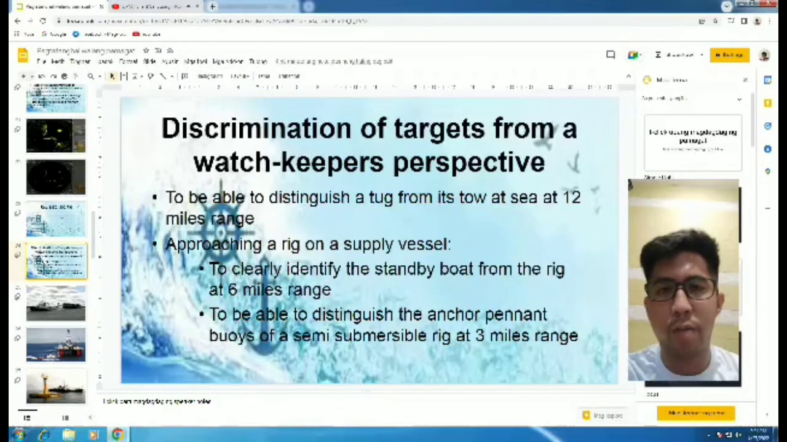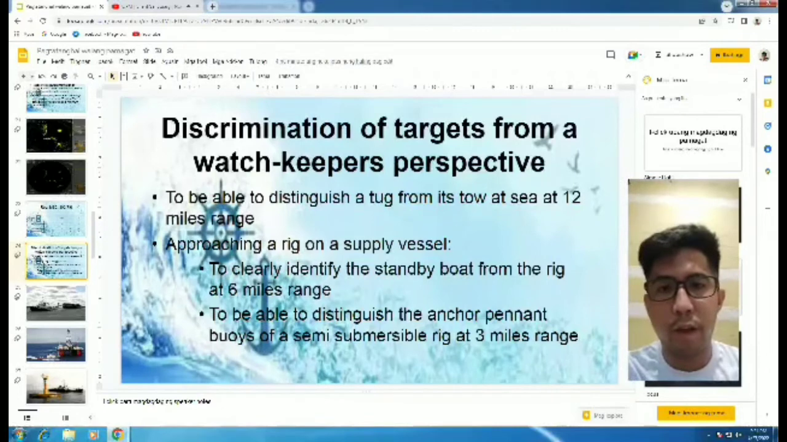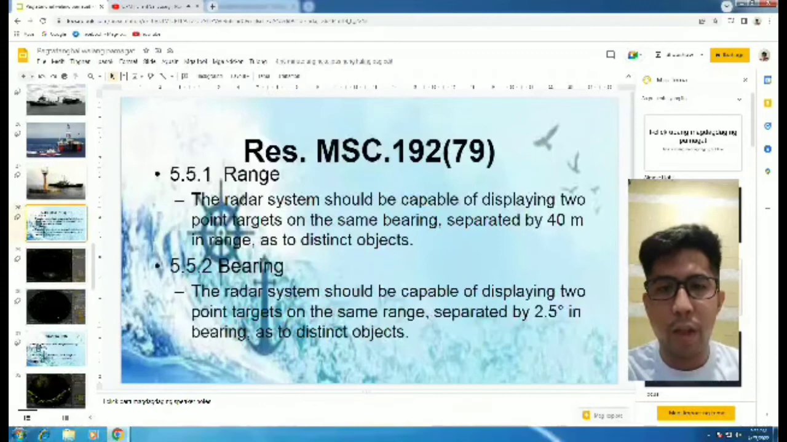Discrimination of target from watchkeeper perspectives. Number 1: to be able to distinguish a tug from its tow at sea at 12 miles range. Approaching a rig on a supply vessel: to clearly identify the standby boat from the rig at 6 miles range. Number 2: to be able to distinguish anchor pennant buoys of a semi-submersible rig at 3 miles range.